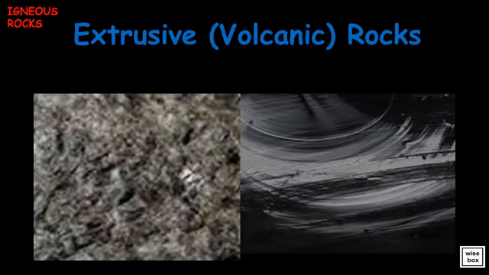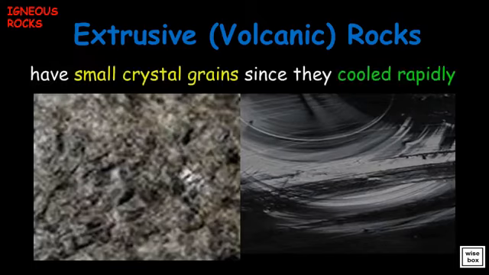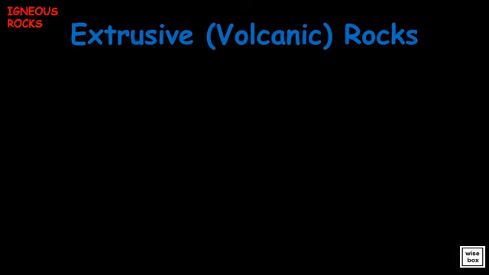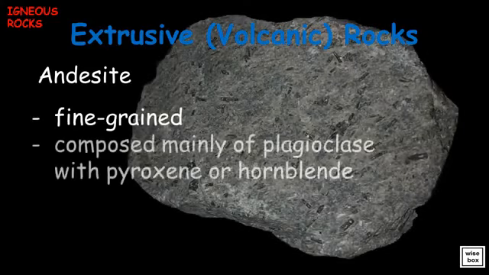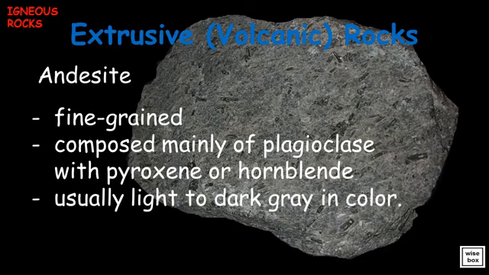This illustration shows samples of extrusive rocks. They have small crystals, and are fine-grained. One example of an extrusive rock is andesite. It is fine-grained, composed mainly of plagioclase, with pyroxene, or hornblende, usually light to dark gray in color.